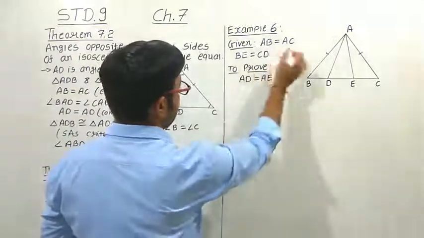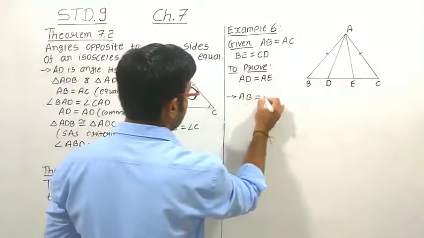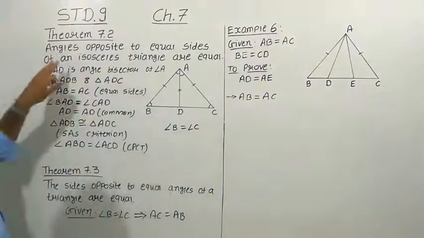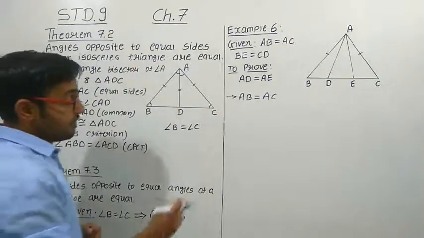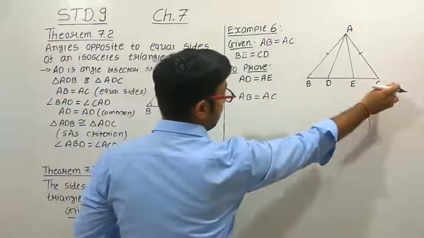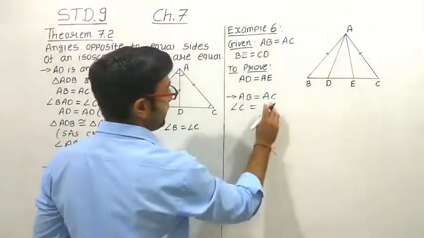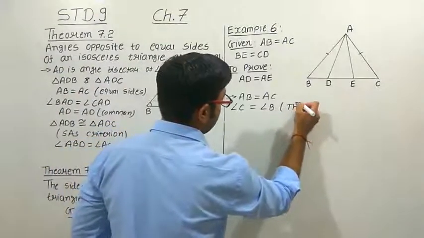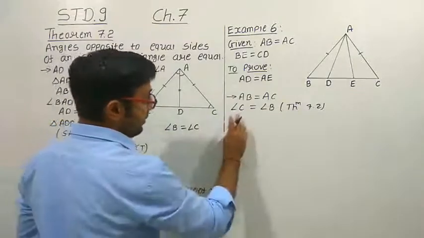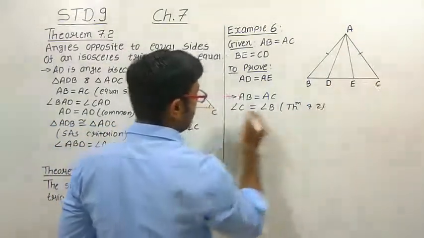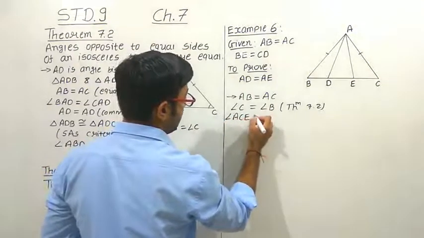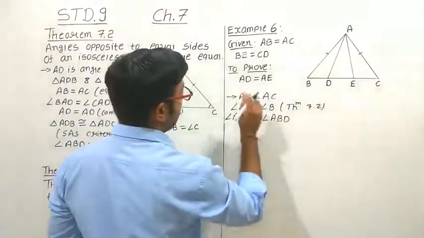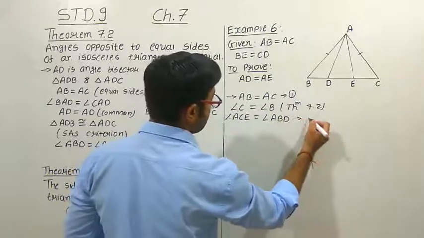So let us first of all write down that AB is equal to AC. Here we are given that AB is equal to AC. So if two sides are equal, then their opposite angles are also equal, that we have studied here, right? That angles opposite to the equal sides of an isosceles triangle are equal. So the angle opposite to side AB is angle C, and the angle opposite to side AC is angle B. This we can write down according to theorem 7.2. Now we can take this angle C as angle ACE, and this angle B as angle ABD. Right? Okay, now give it equation number 1, and this is equation number 2.